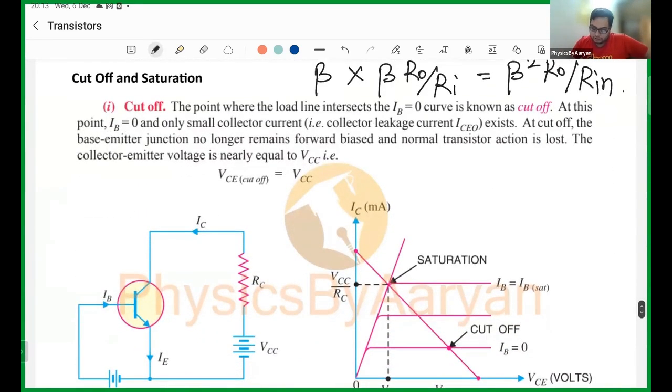Okay. Now they are coming to the point. Actually, what is cutoff? What is cutoff? The point where the load line intersects the IB equals 0 graph.